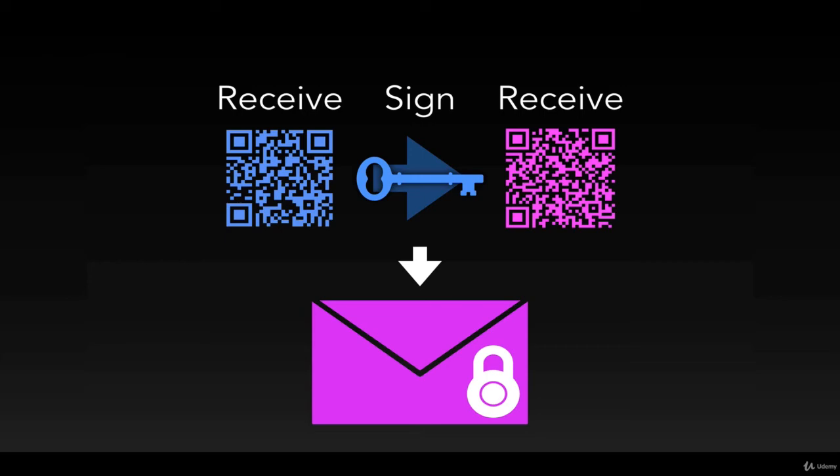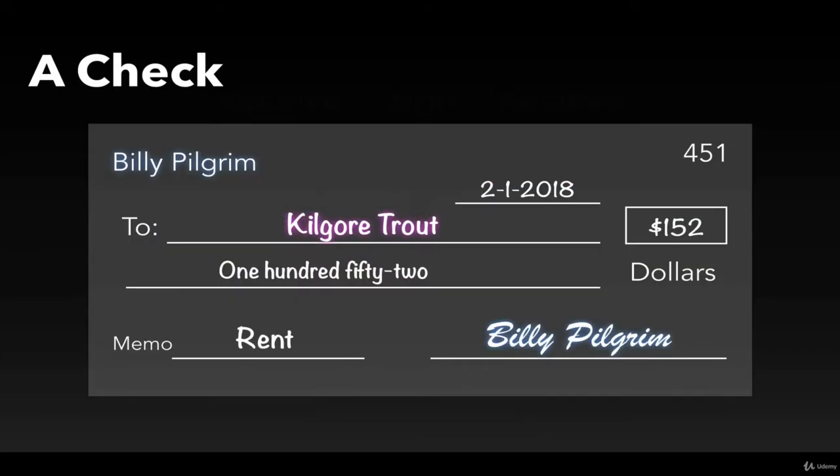Check my work. So let's step back into the real world and talk about checks and how this would relate to actually writing a handwritten check. So here is my artistic rendition in Keynote of a check. From Billy Pilgrim to Kilgore Trout for $152. And what information is here?